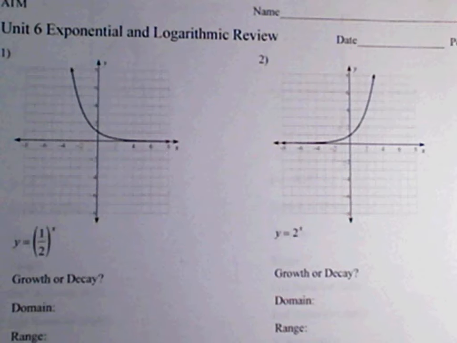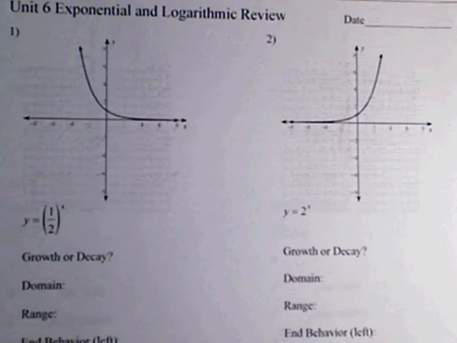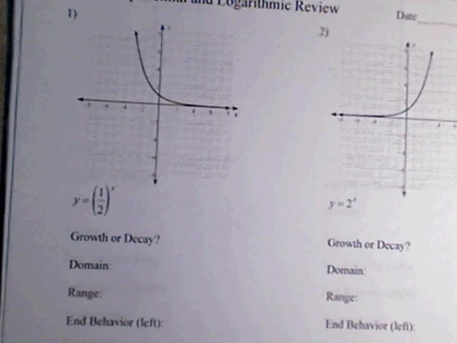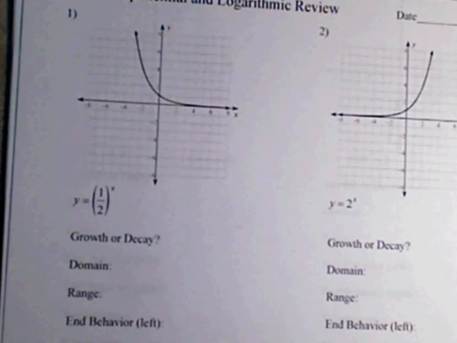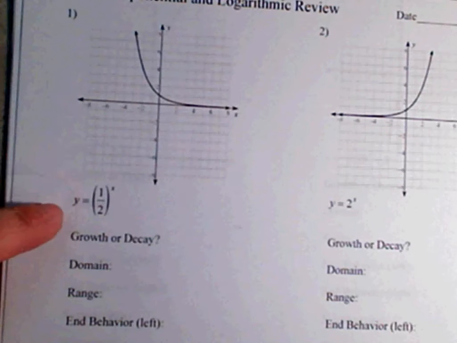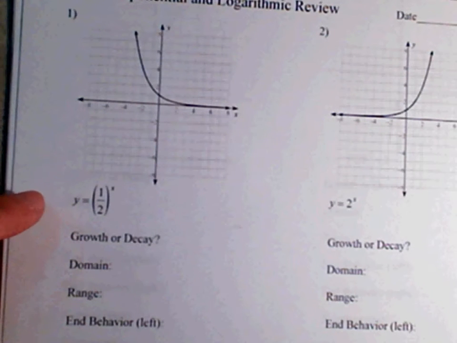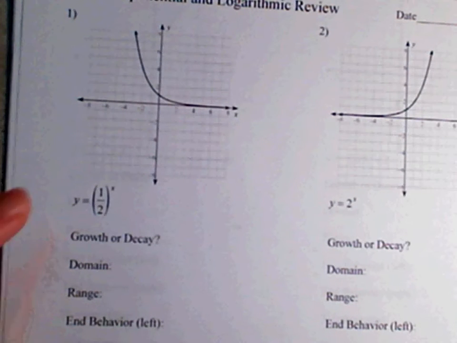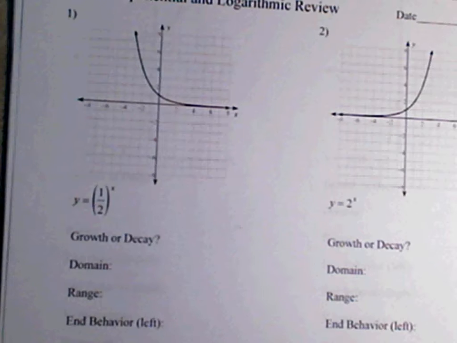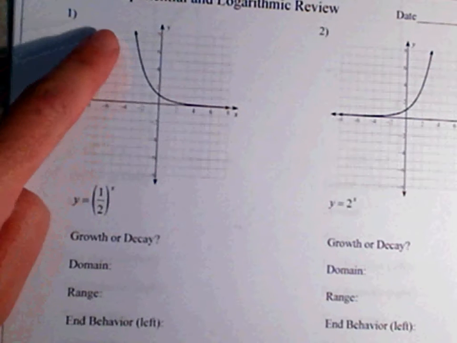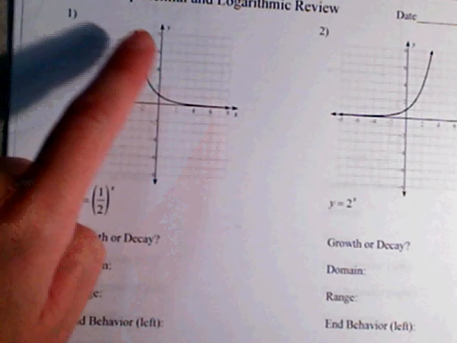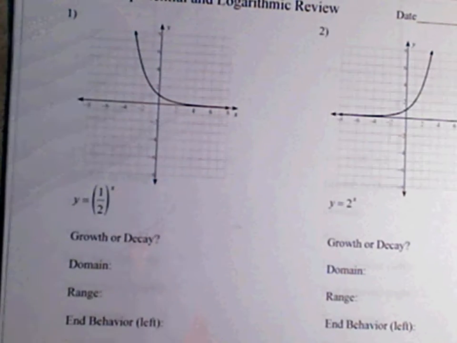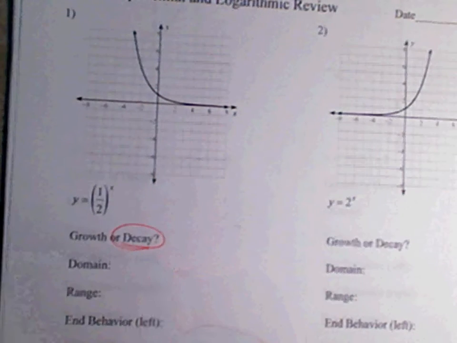Number 1. You guys are going to determine if it's a growth or a decay, and then you're going to find domain and range, the end behavior, all these things, characteristics, things that we have done in the past, okay? Except we're dealing with exponentials and logarithms. On number 1, you have a function, y equals 1/2 to the x. If you take a look, this is a decay. Why is it decay? Do you see how it's decreasing? You're going from left to right. So this is a decay.